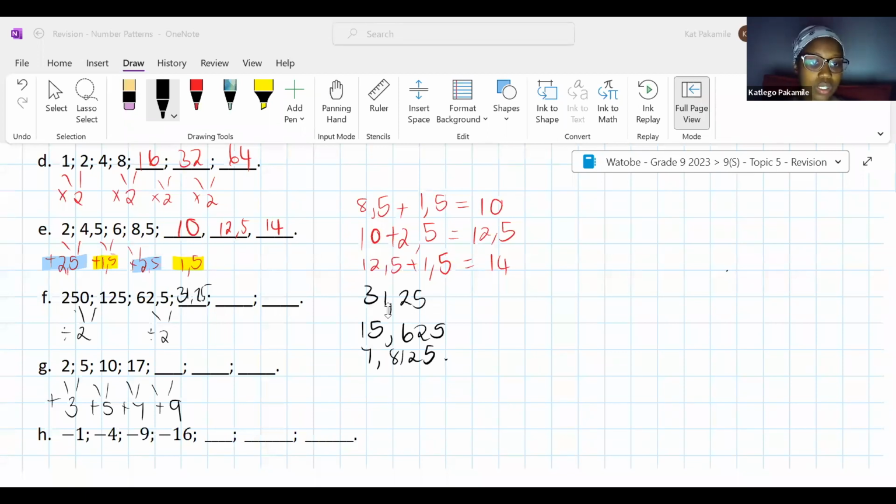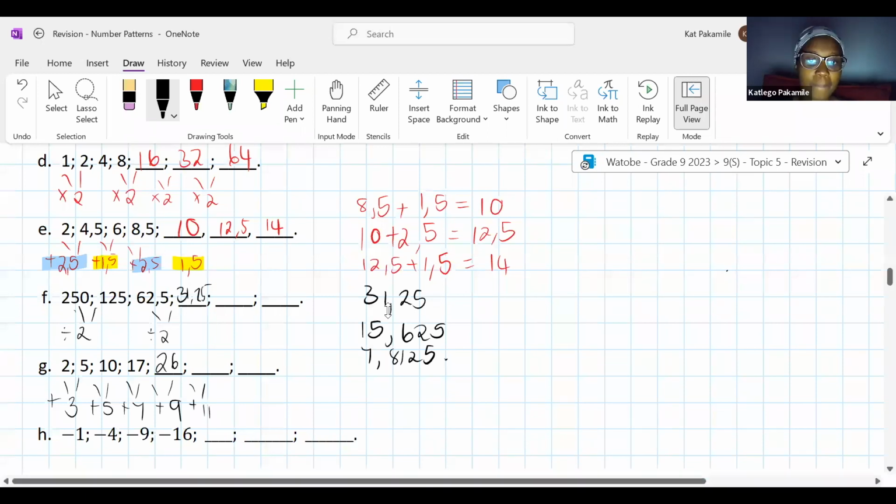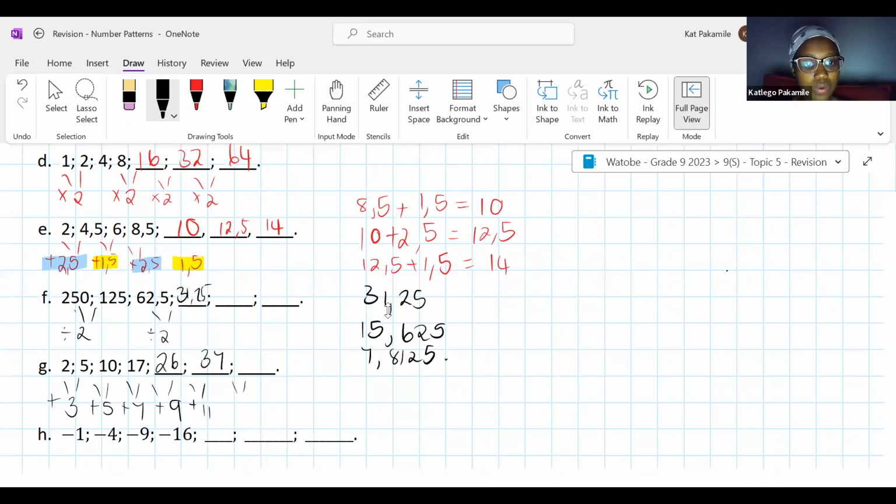26, and then we add how much? 11. 11, and our answer? 37. 37, and then we add how much? 13. And our answer? It's going to be 50. 50. Beautiful. Thank you very much.